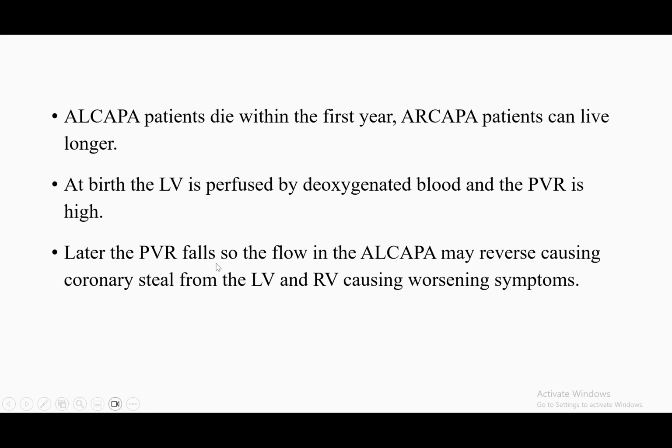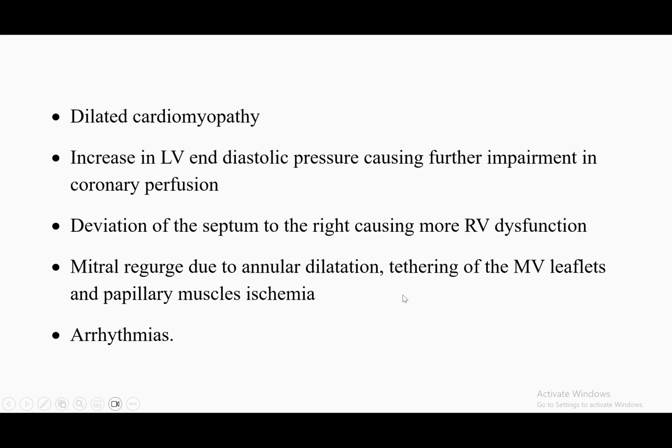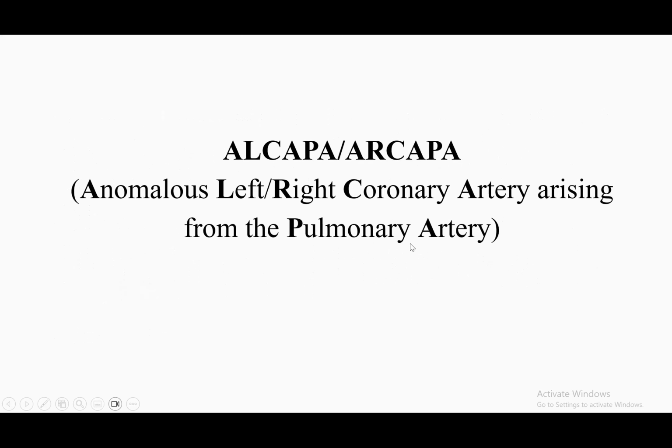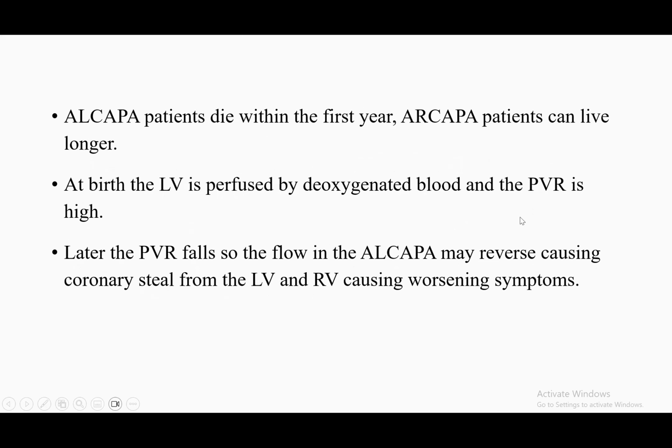Later, the pulmonary vascular resistance falls, so the flow in the ALCAPA may reverse, causing coronary steal from the left ventricle and the right ventricle, causing worsening of symptoms. Because blood would shunt from the right coronary artery to the anastomosis between the left and right coronary arteries, and then to the anomalous left coronary artery, and backwards retrograde to the pulmonary artery. So blood shunts from the aorta to the pulmonary artery through the coronaries, which steals blood not only from the ALCAPA but also from the right coronary artery, the normal right coronary artery coming out of the aorta.